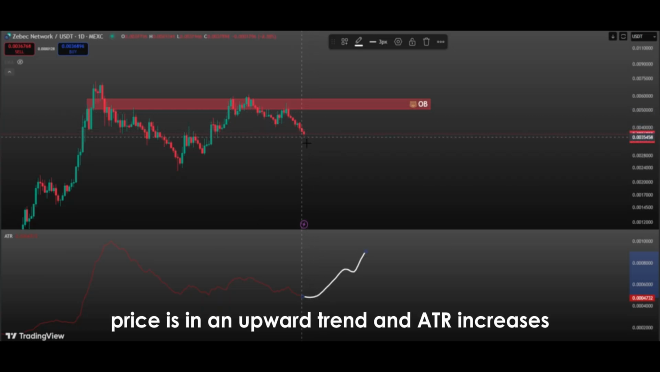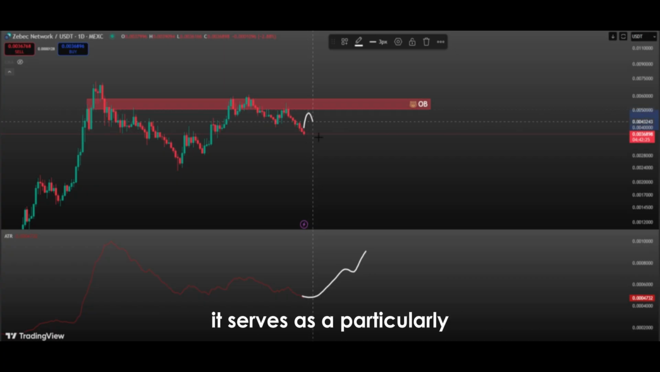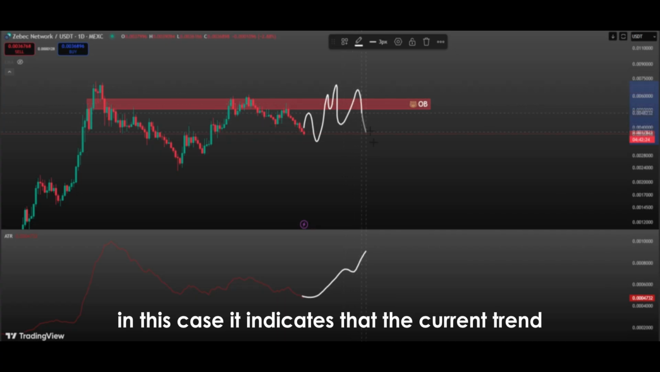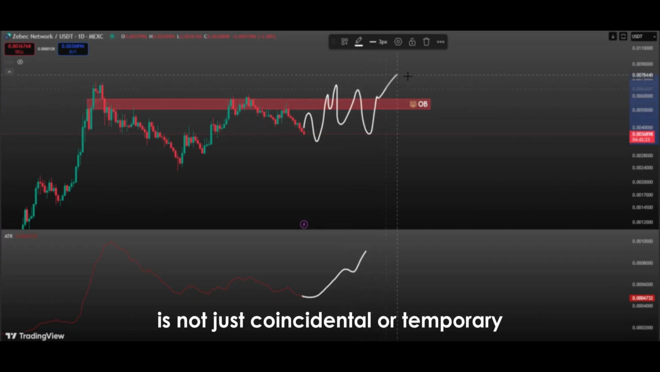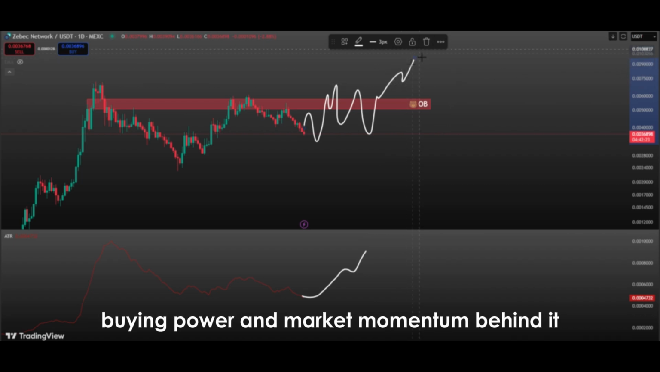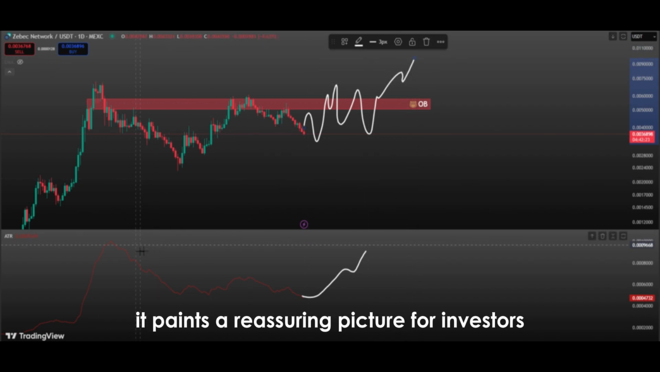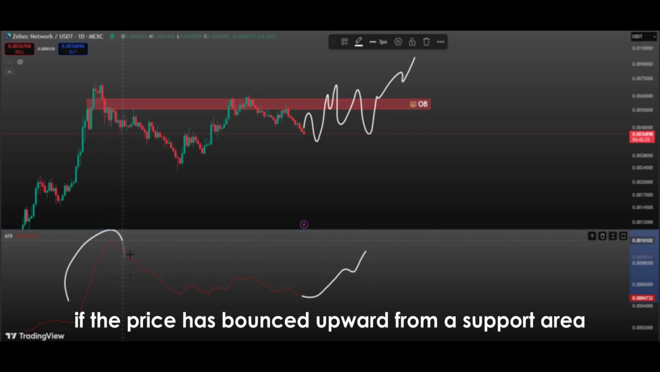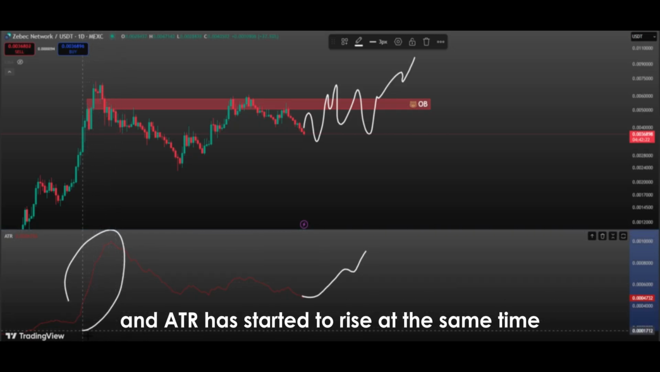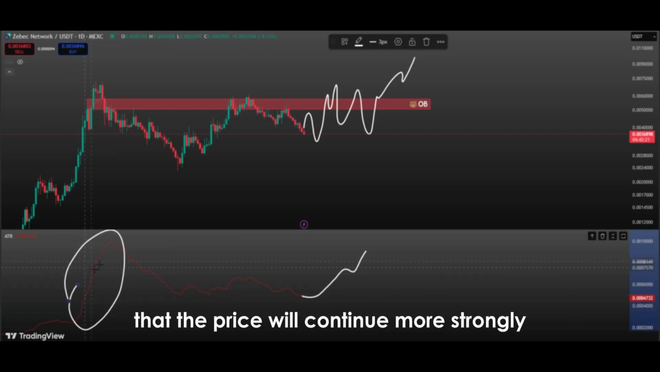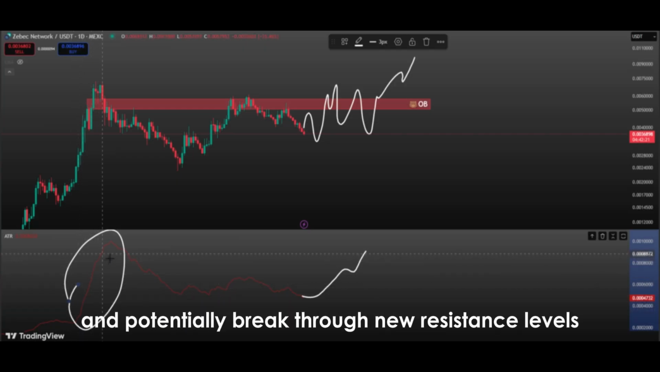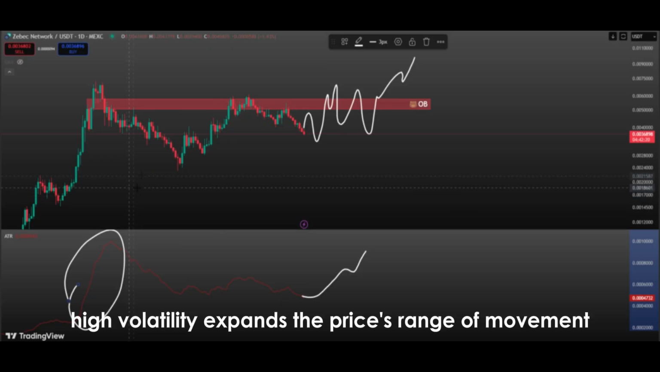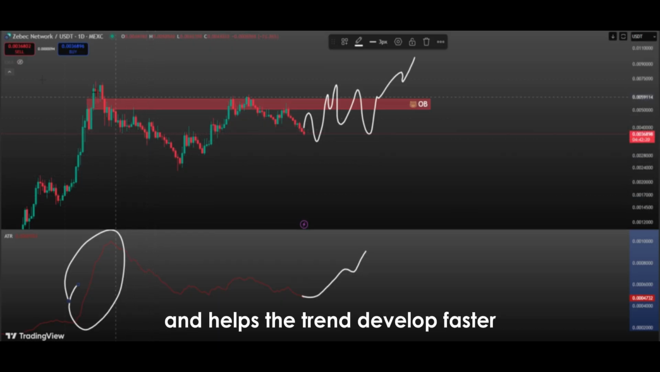When the price is in an upward trend and ATR increases, it serves as a particularly strong confirmation mechanism. In this case, it indicates that the current trend is not just coincidental or temporary, but that there is significant buying power and market momentum behind it. In other words, it paints a reassuring picture for investors. For example, if the price has bounced upward from a support area and ATR has started to rise at the same time, this movement suggests that the price will continue more strongly and potentially break through new resistance levels with ease. In this context, high volatility expands the price's range of movement and helps the trend develop faster.